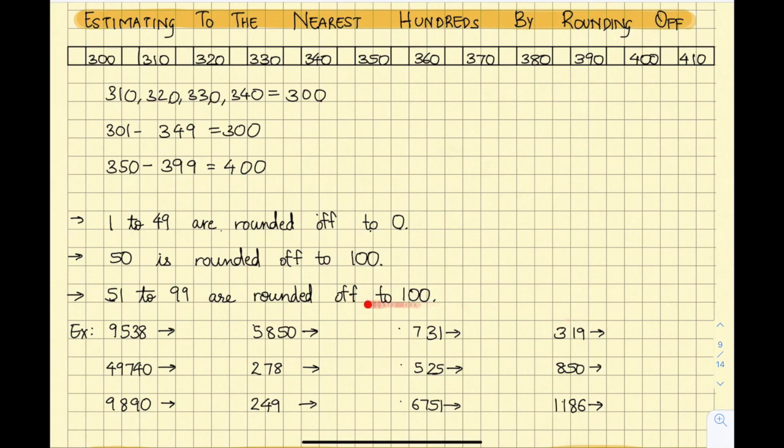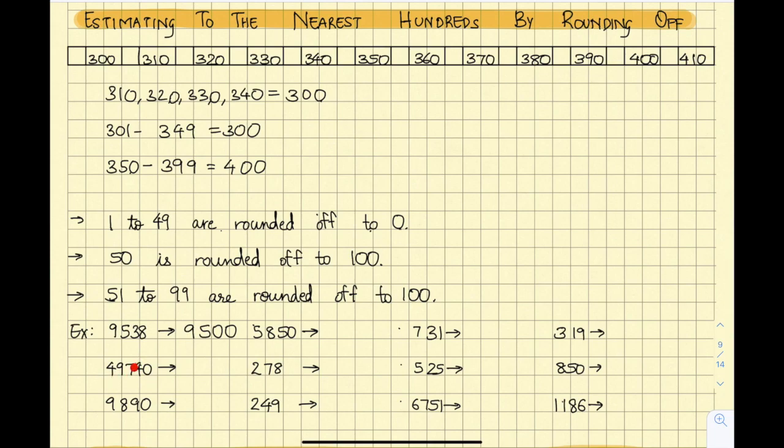Let us solve these examples which will build up our confidence more. Let's get started. You all can pause the video for a minute or two and then solve. Let's start. 9,538. When you see 9,538, 38 comes into the category of 1 to 49, so it is rounded off to the nearest zeros. So what we write here is 9,500.